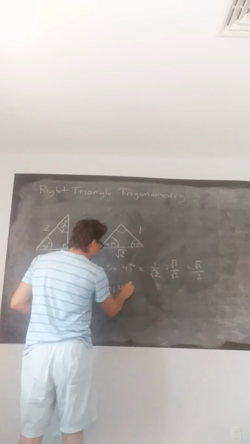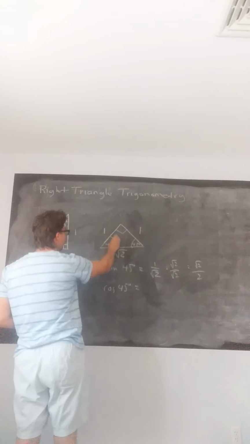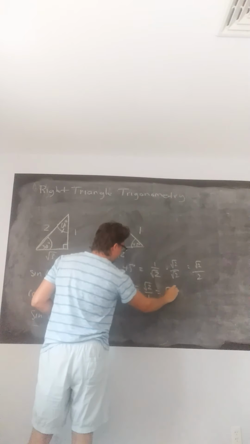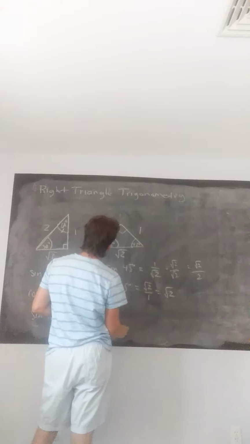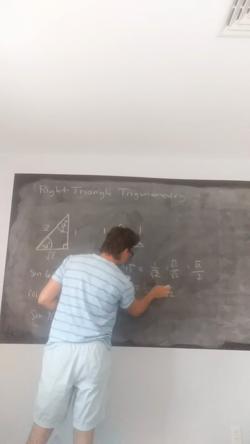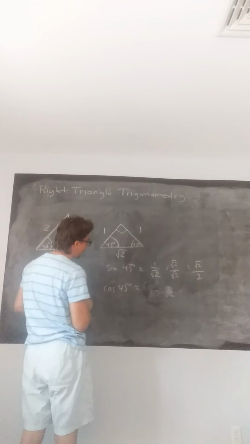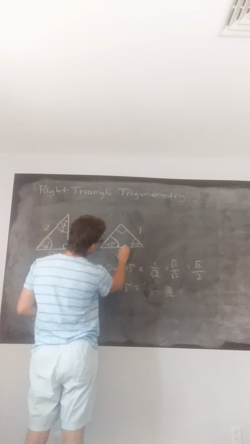How about cosine of 45 degrees? Well, cosine of 45 degrees is adjacent over the hypotenuse. So we just have adjacent over the hypotenuse, right? So this is your hypotenuse.